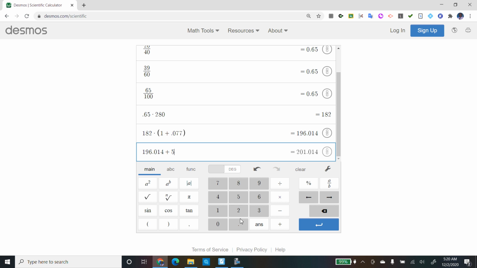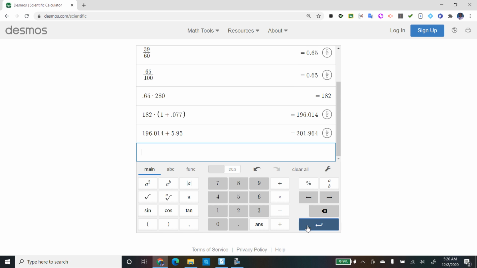Plus the $5.95 mailing fee, and that'll give me a total of $201.96, and there's a 4 on the end. I'll just round that off to the nearest penny. If you remember the rounding off formula, go to the 6, which is what I want to see. Do I have to bump it up to 7 or leave it at 6? I go next door. If that's 5 or more, I would add 1 to the 6, but it's not, so I let the 4 go, and I come up with 201.96.